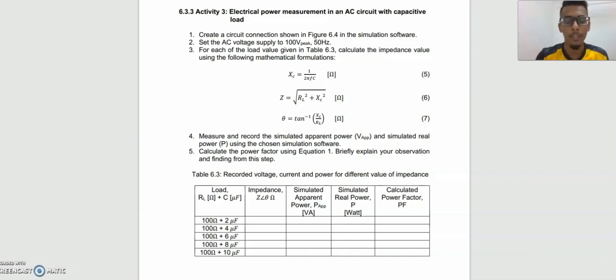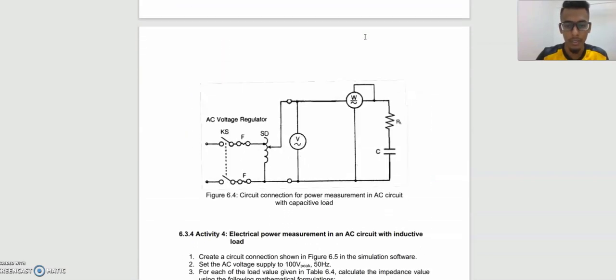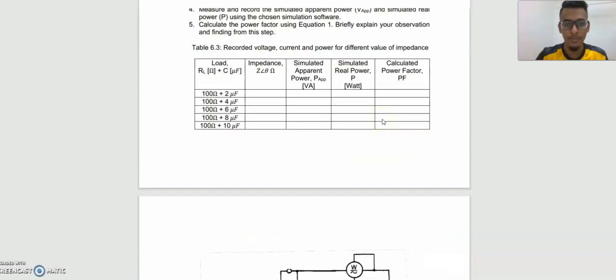Hello. Now I'm going to present about activity 3. So the first question is to create a circuit connection shown in figure 6.4 in simulation software. So this is the figure.